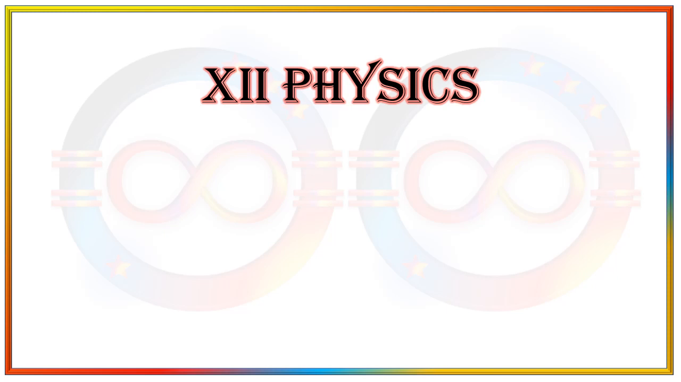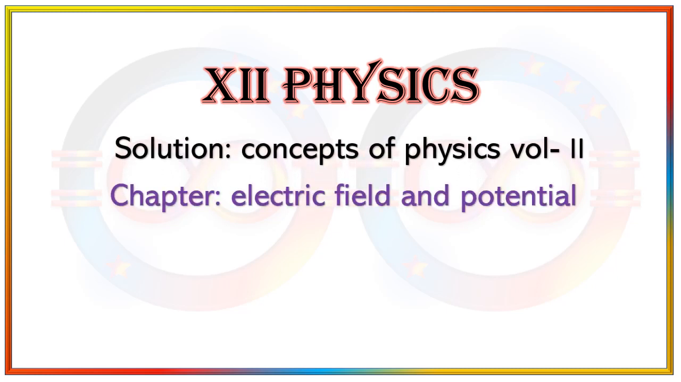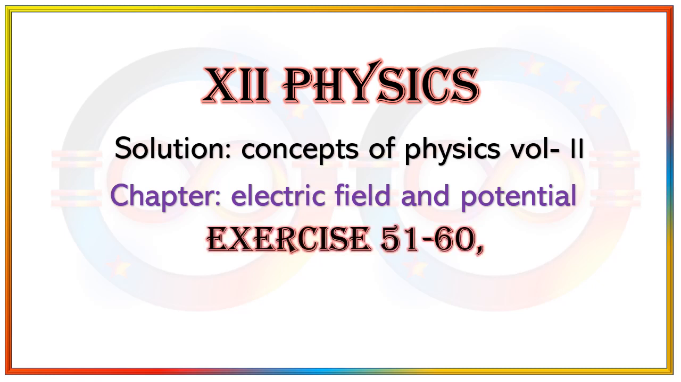In this video, we are going to learn 10 questions from the book Concepts of Physics Volume 2, and the chapter is Electric Field and Potential. Question number 1 to 50 already we have seen in previous 5 videos. The link for the same you can find in the description below.